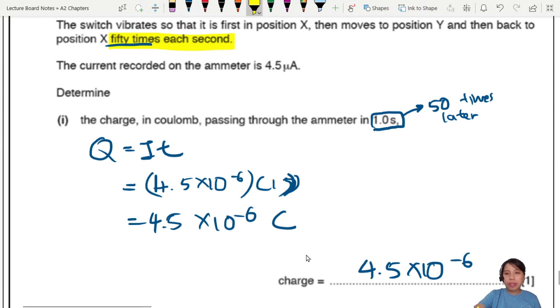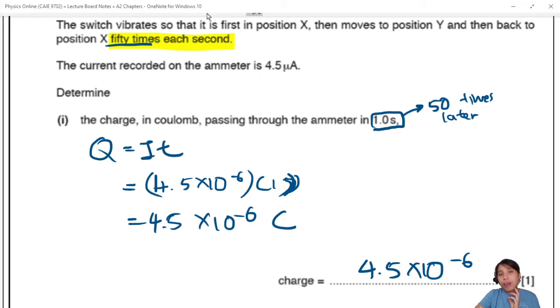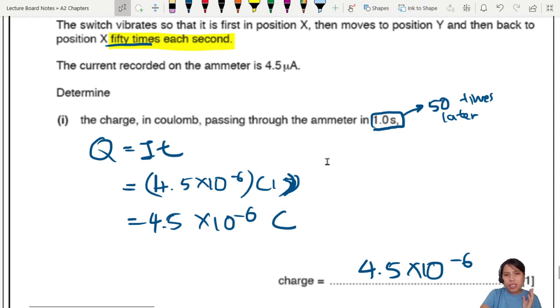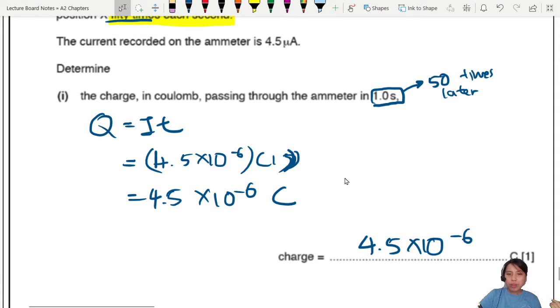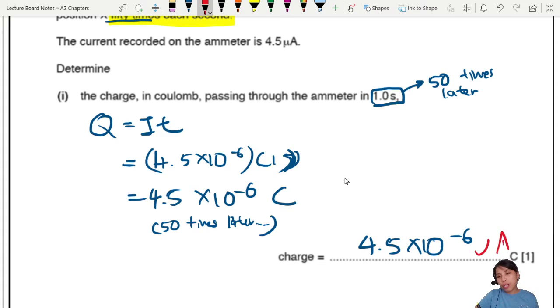Now a very important tip is, this is the amount of charge that goes through after 50 times, because 1 second, so this is 50 times. 50 discharges later, this is the total amount that goes through. This is important because later they will poke you about it. So this is just 1 mark, A1 here.